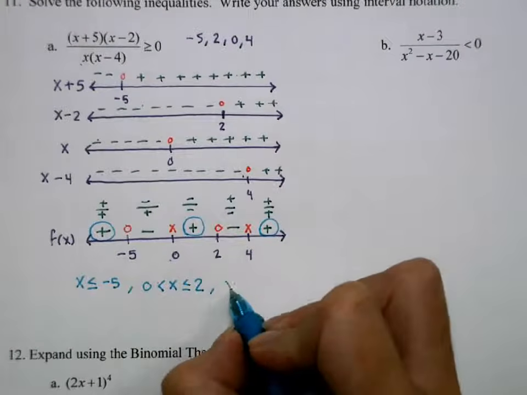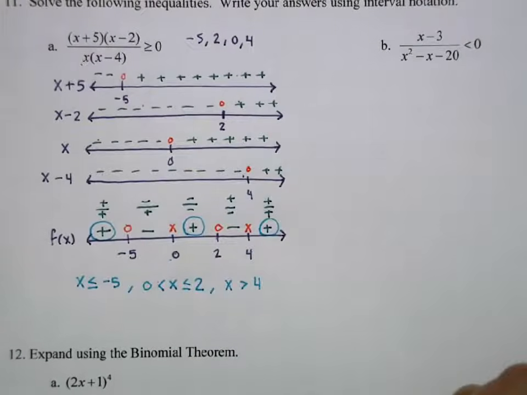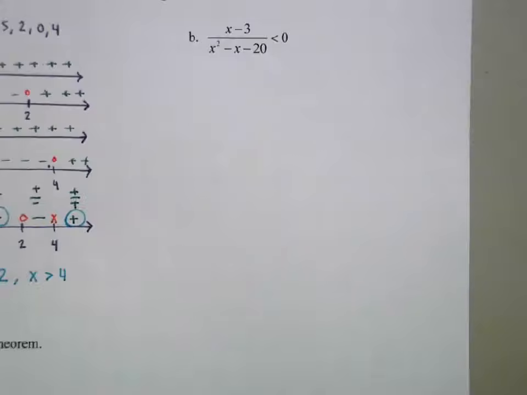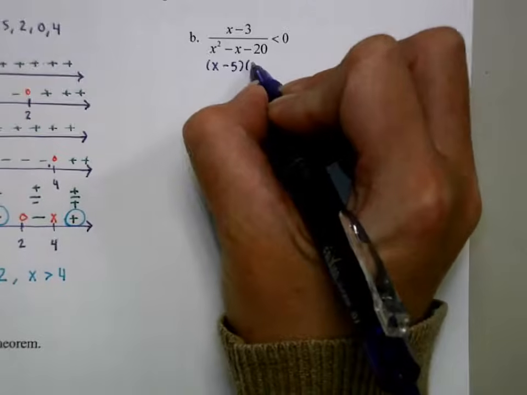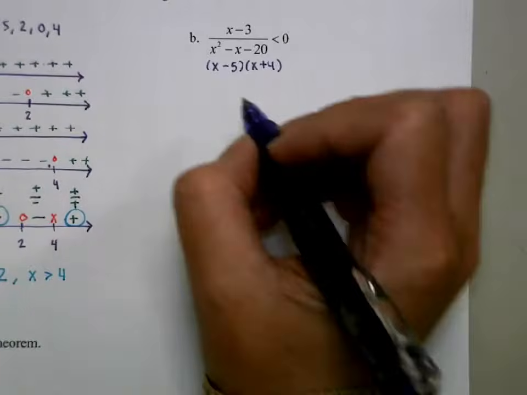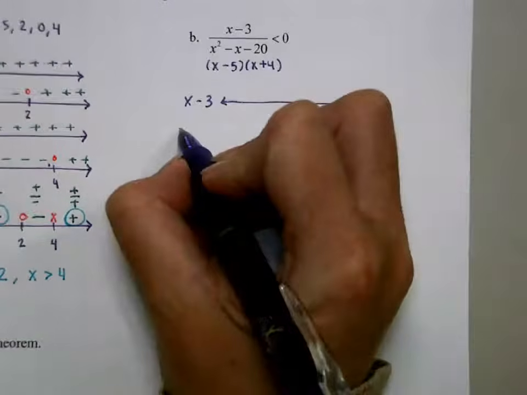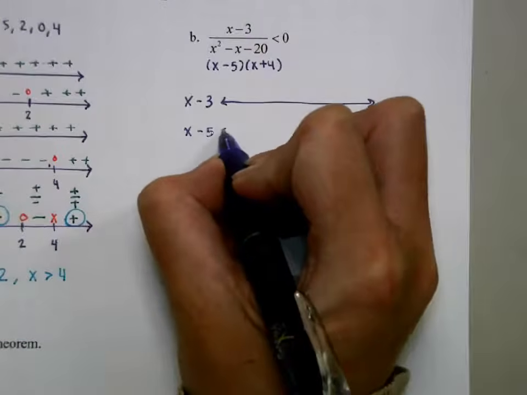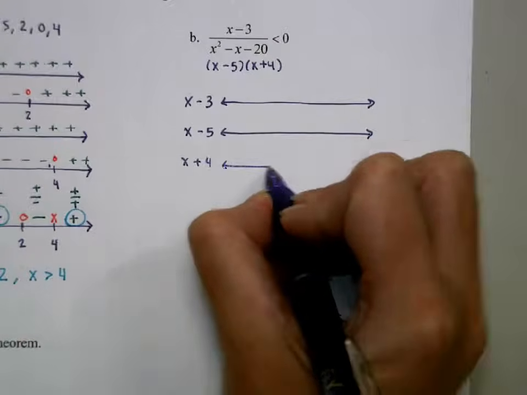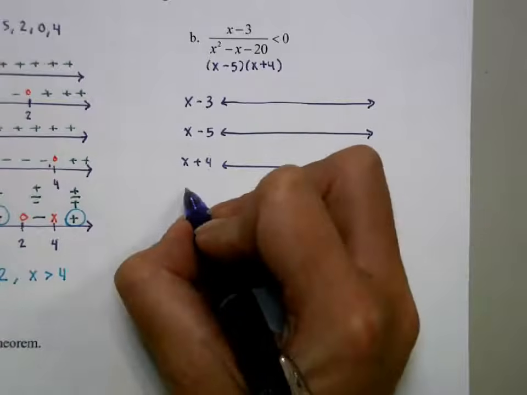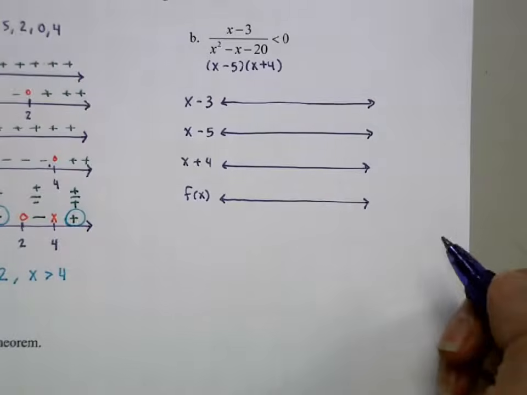Let's do another. Okay, this one I'll need to factor first. So that's going to be an x minus 5, x plus 4. Then I'll do my number lines. And again, there's different ways to organize this information. This is just what makes sense to me. We've got -4, 3, and 5.